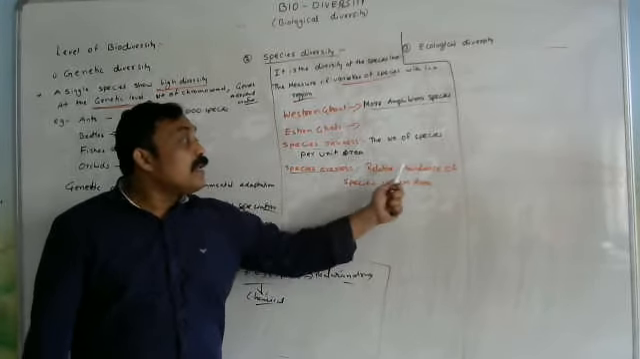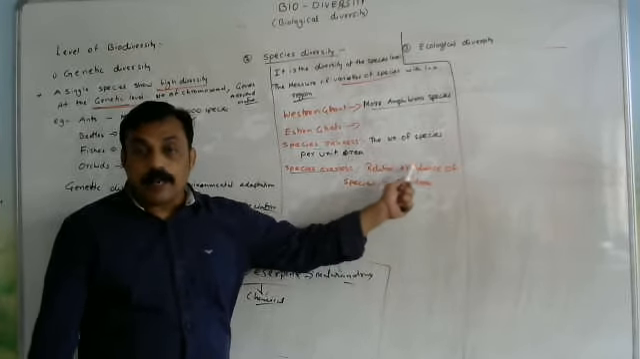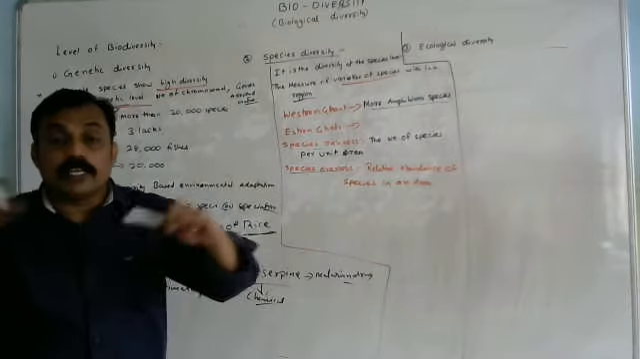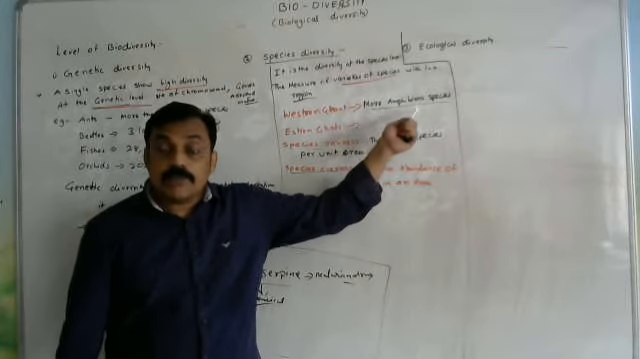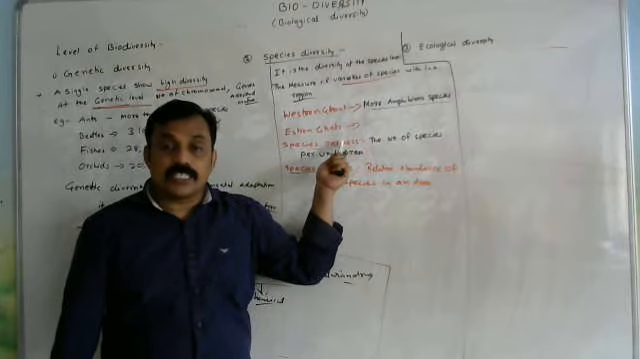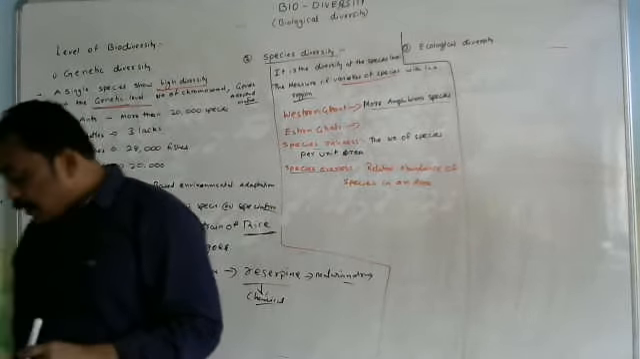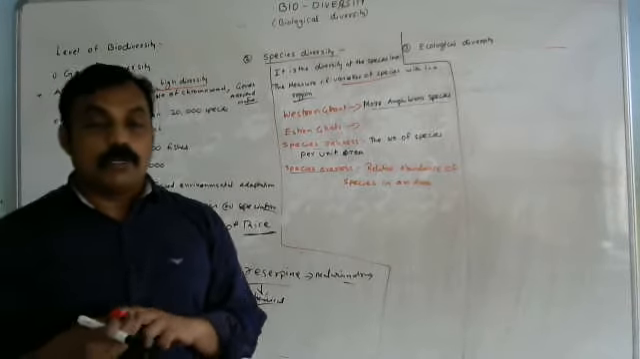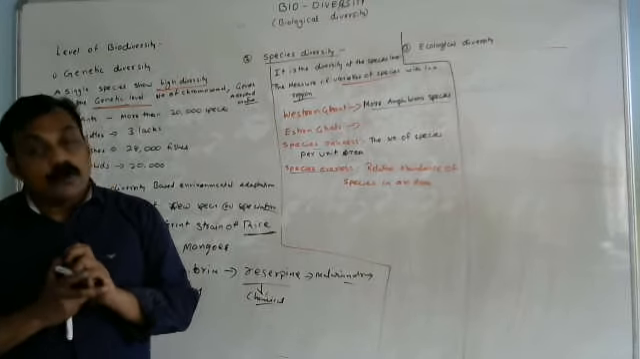Species evenness means what? Relative abundance. Abundance means what? A large scale of species living, which are relative species living in a particular area. For example, amphibians are more. Amphibian species evenness is more in the Western Ghats compared with the Northern Ghats. Species evenness means the number of species which are relative to each other.